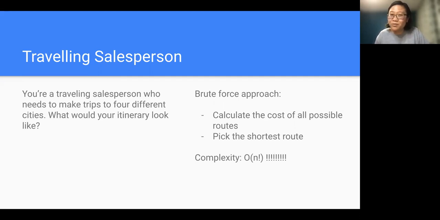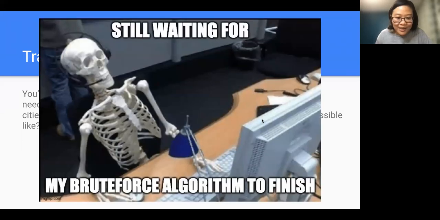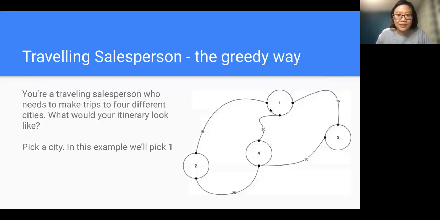And then a 22 city problem will take about 7 minutes. But then a 30 city problem will take 3 million years to calculate. So it's virtually impossible to find the optimal solution, even using a brute force approach. So we don't want to do that. We want to try and get to an answer using approximation. And so here, how would we think about this? The greedy algorithm approach.